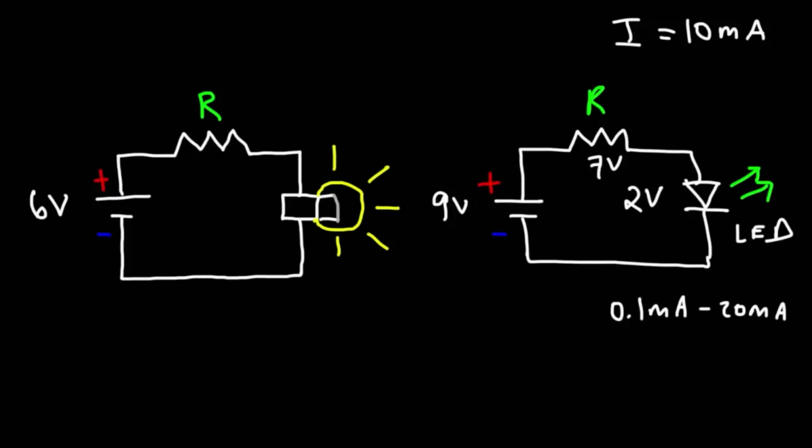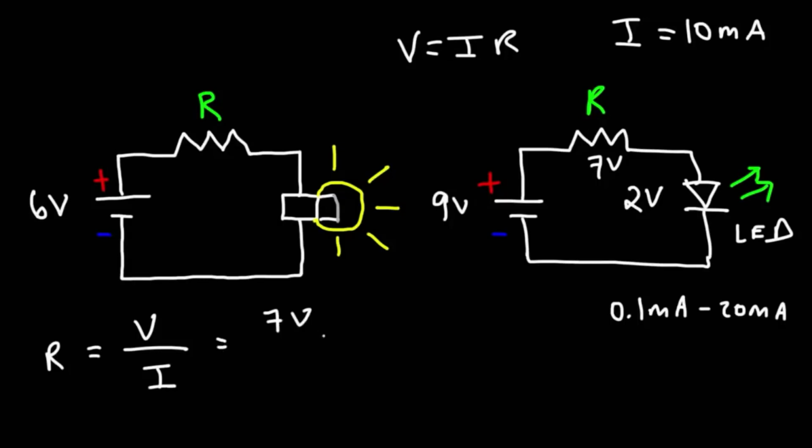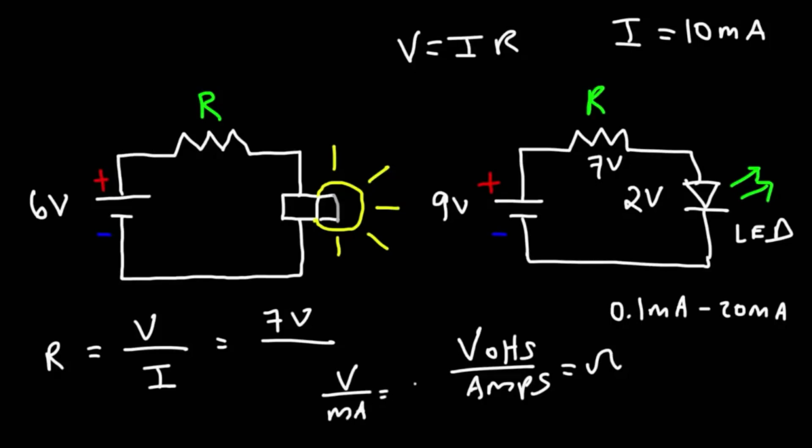Now, in order to calculate the resistance that we need, we could use Ohm's law. V is equal to IR. So solving for R, it's going to be the voltage divided by the current. So we have 7 volts across the resistor, and we want a current of 10 milliamps across it. By the way, if you divide volts by amps, you're going to get the resistance in ohms. If you divide volts by milliamps, you'll get the resistance in kilo ohms. So just be aware of that.